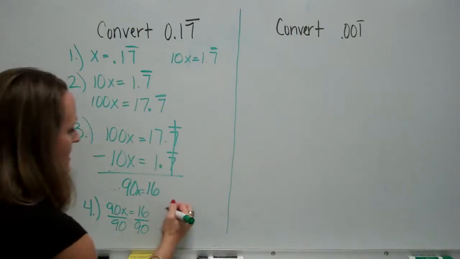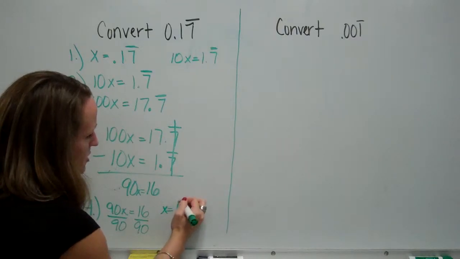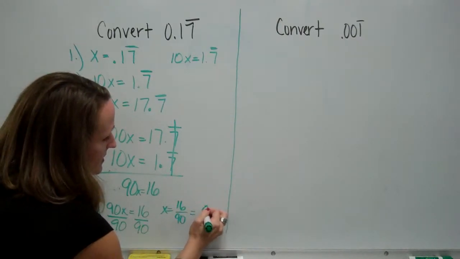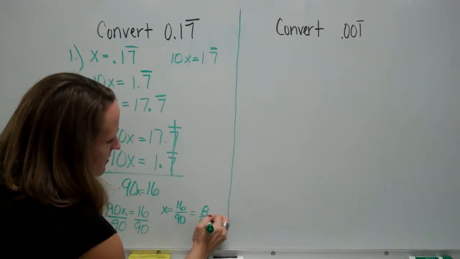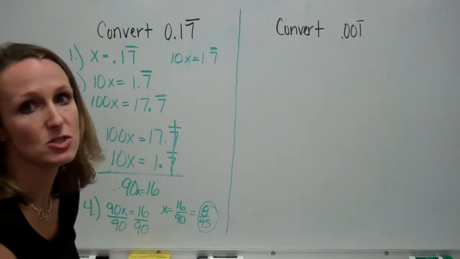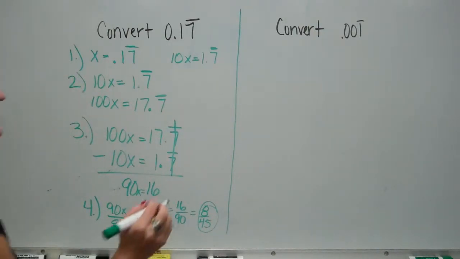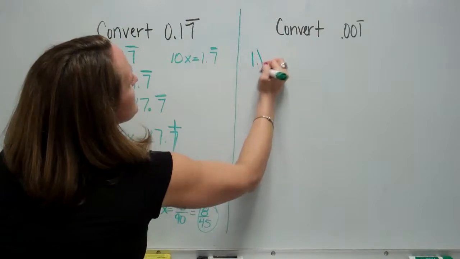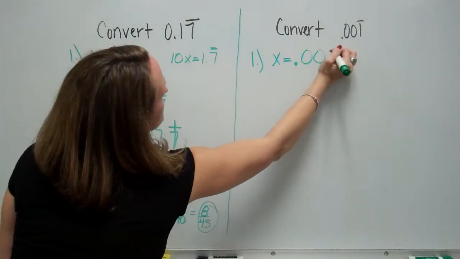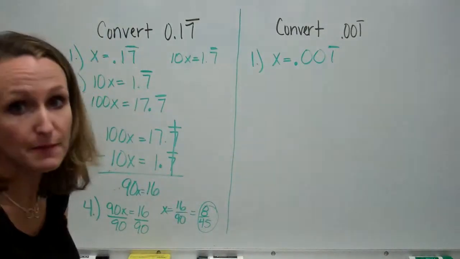Is that simplified? No. Both can be divided by 2. And I'm going to get 8 over 45. Alright, so let's work out one more. Okay, step 1. Set it equal to x. That's the easy part.